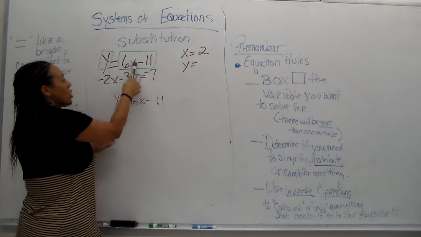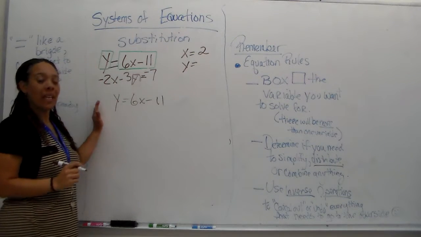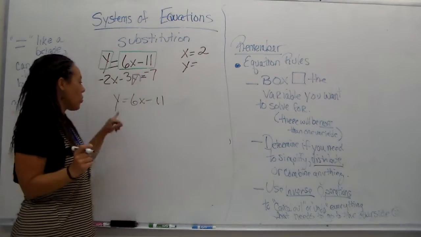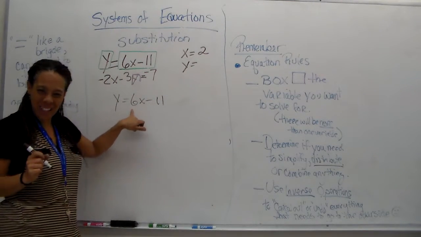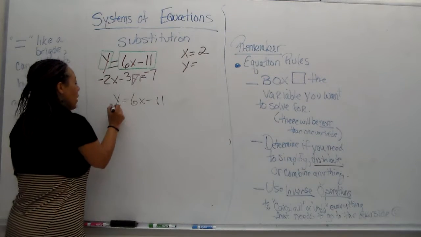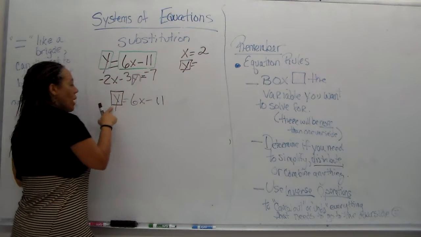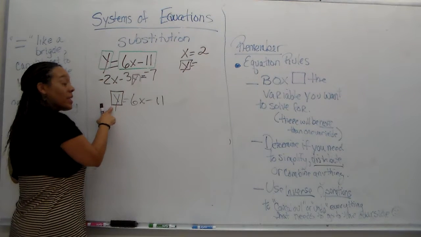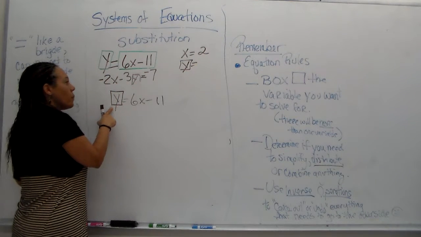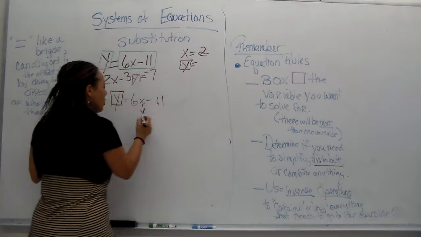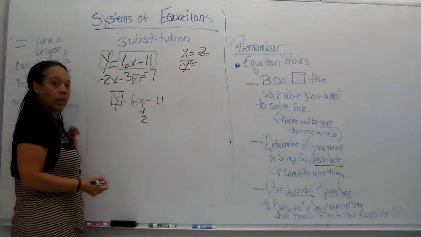It doesn't matter which one you use to put the x value in. The reason I pick this one is because the work looks a lot easier to me. I already have y, which is I'm trying to find my answer for y. So I box the variable y because that's the one I want to solve for. And then I also know that x is the number 2, so I put the 2 in.